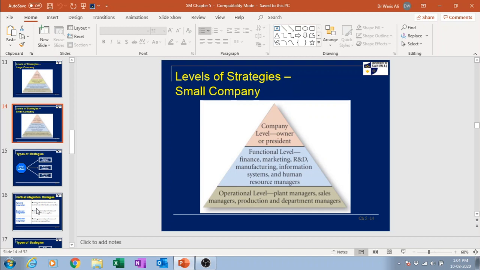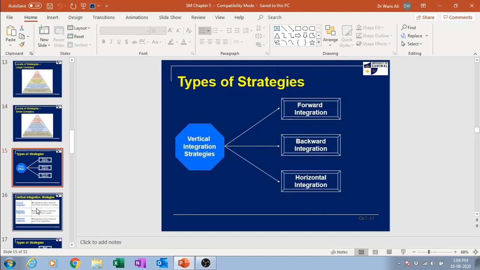Like strategies that we follow at a corporate level, top level, there are different kinds of strategies that we follow at different levels, and at different levels of the organization we pursue different kinds of strategies. The first are vertical integration strategies. Vertical integration strategies include forward integration, backward integration, and horizontal integration.